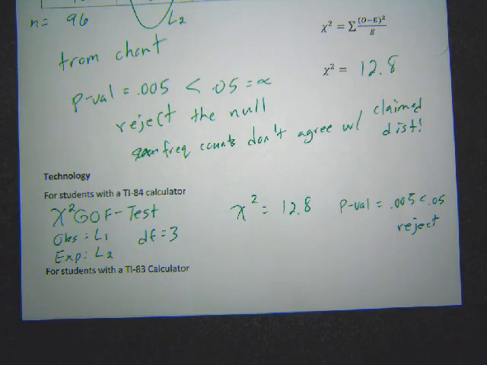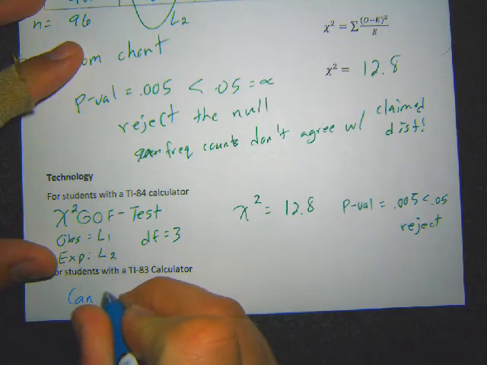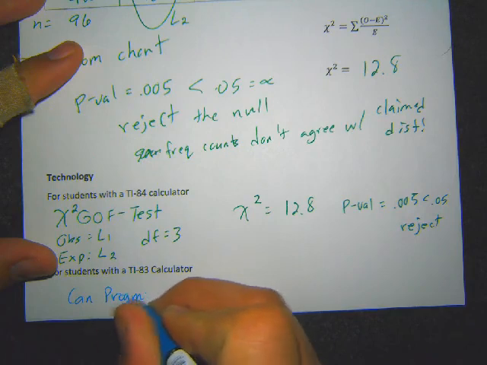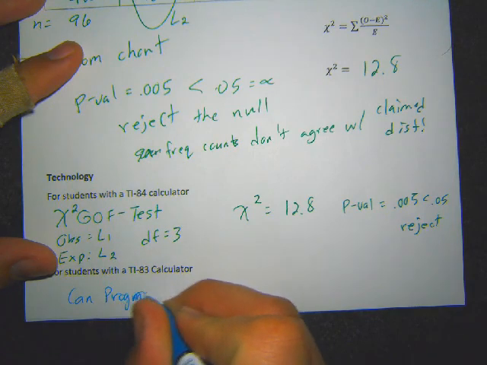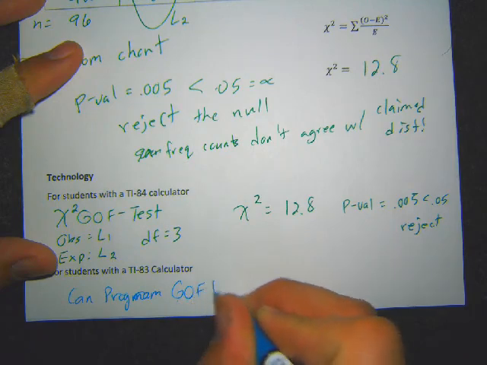Now, I have a note here about people with an old TI-83 calculator, because the old TI-83 calculator, though it's done pretty much everything else we've done this semester, doesn't have the chi-squared goodness of fit test. Now you're not out of luck, because if you do have a TI-83 calculator, there's actually a way to put in your own chi-squared goodness of fit test. You can program these calculators.